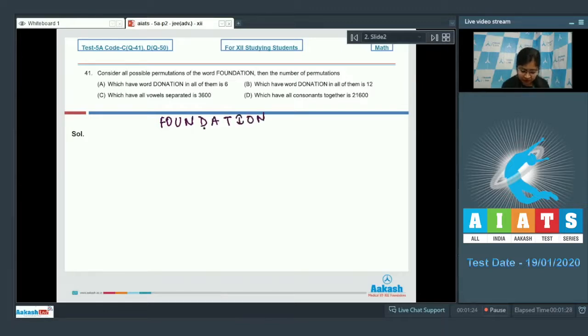So we have taken out DONATION. These letters have been taken out, so we are left with F and U, and the word itself, DONATION. So we have to arrange these three letters. Let us assume this is also one letter. So the ways of arranging these three letters is 3 factorial, which is equal to 6. So option A is correct, and eventually option B will be incorrect.